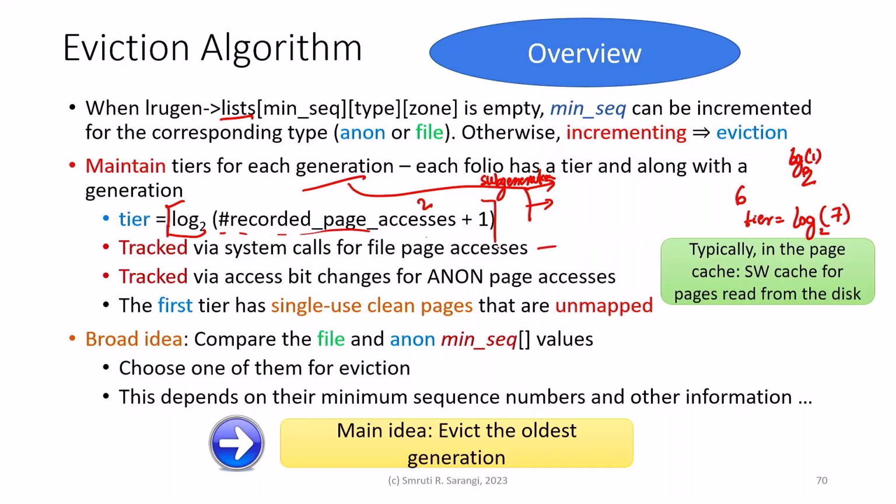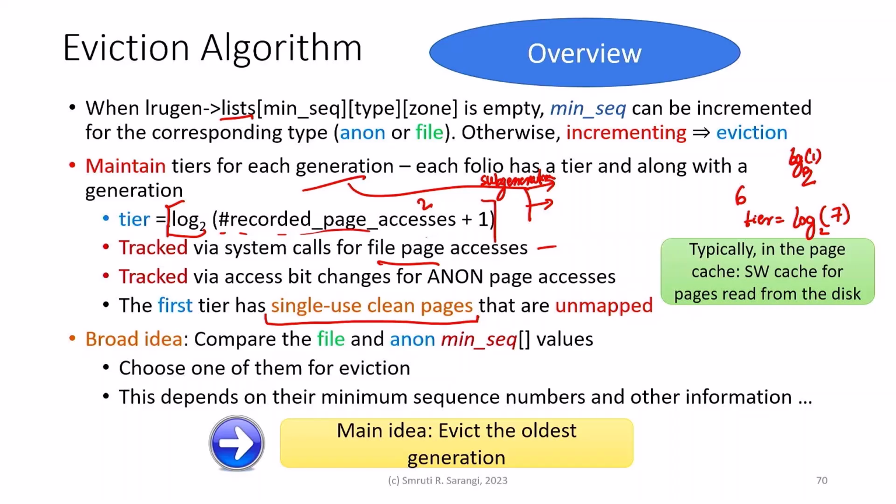If I'm scanning the page table, and last time I saw it to be not accessed, this time accessed, I record 1 access. Correct. So even for files, I can do the same using the file access system calls. So the first tier will basically be the number of single use pages, because these are the ones that have not been accessed. So what will tier 0 contain?